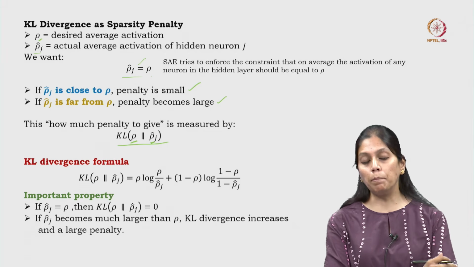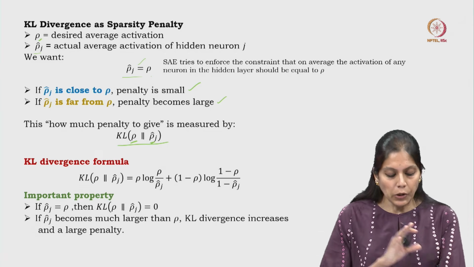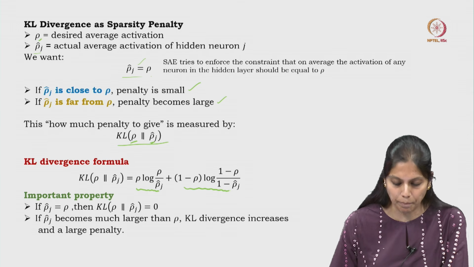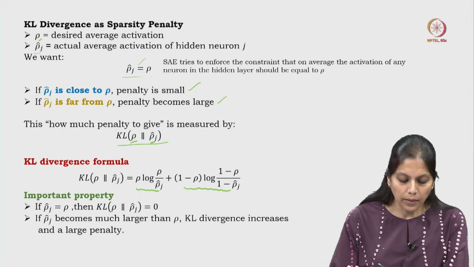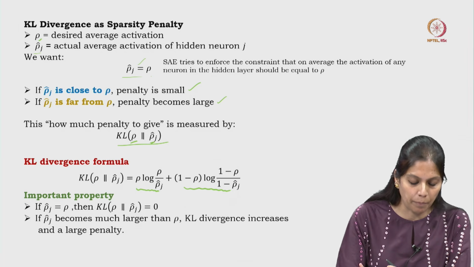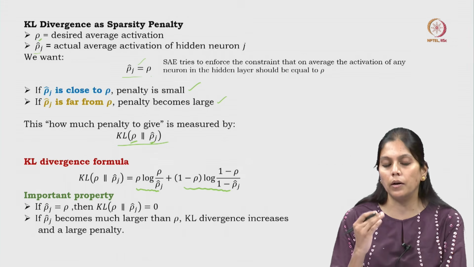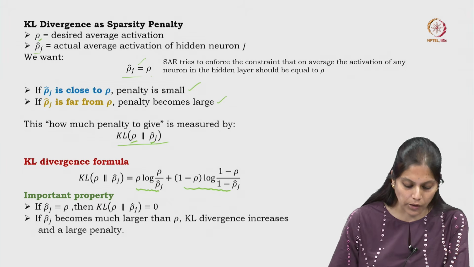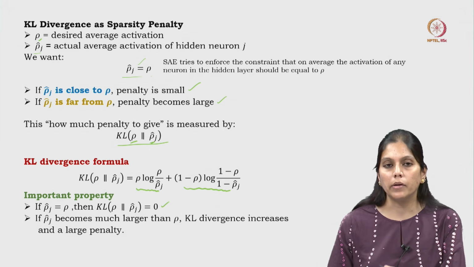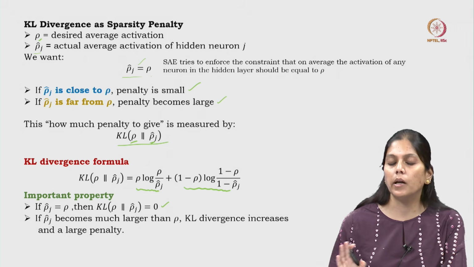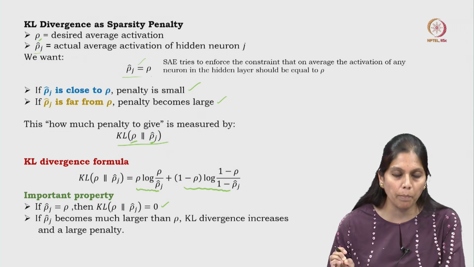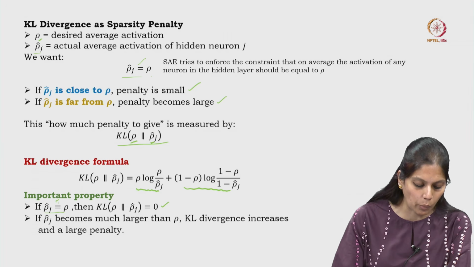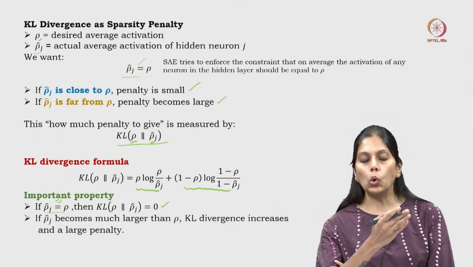This is the complete formula for KL divergence. In KL divergence, we have the first term and the second term, which we will understand shortly. If rho and rho hat are very close to each other, almost equal, then the KL divergence value will be 0. When the KL divergence value is 0, there is no penalty, or a very small penalty is given, because ideally in the real world these two will never be exactly equal; they will always be approximately, very closely equal.